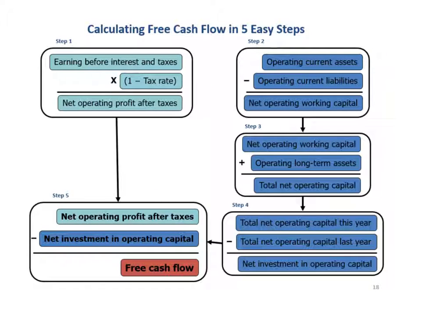The last step to calculate the free cash flow is to use the net operating profit after tax, which is the result we got from step 1, minus the net investment in operating capital, which is the result we got from step 4. The difference, or the leftover, is the amount of free cash flow.